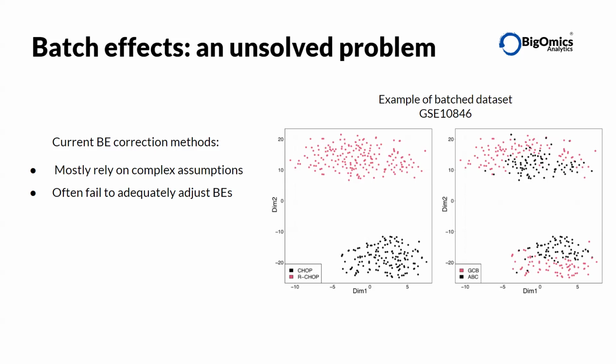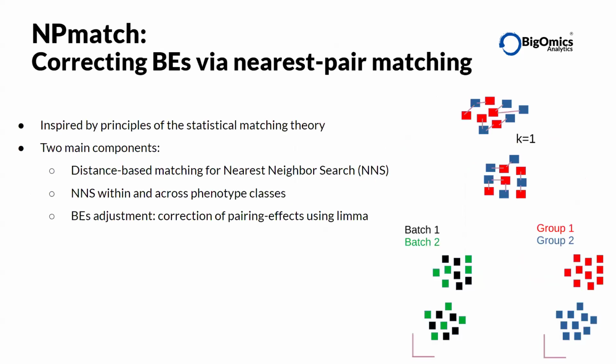There has been a lot of development on batch effect correction methods. Many of them work, others work a bit less, but in most cases, they rely on complex assumptions. And in many cases, especially when batch effects are latent or very minimal, or difficult to catch, they fail to adequately address this problem.